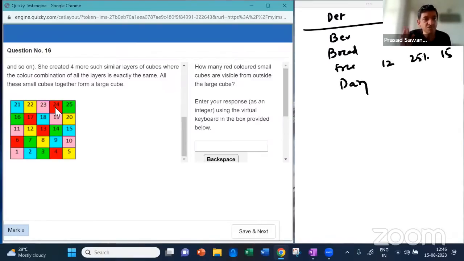तो रेड में एज है, सो 5, 6, 7, 8, 9 and 5, 14, and 5, 19.